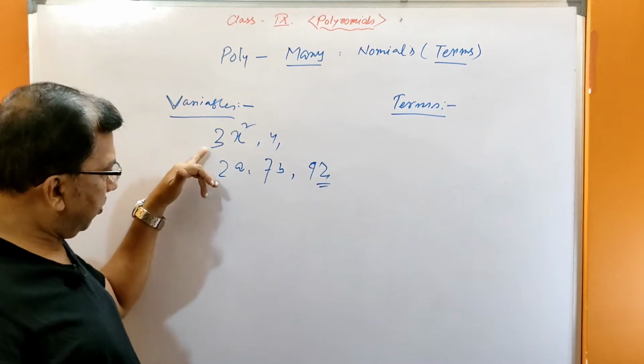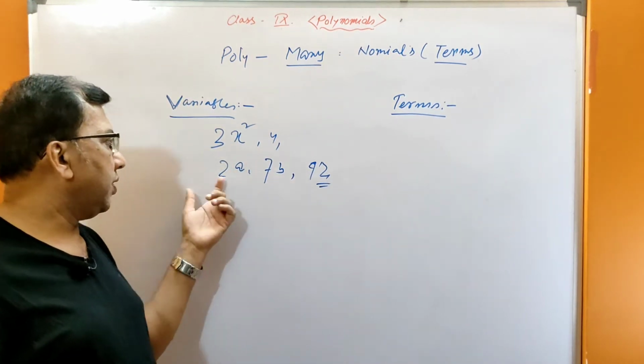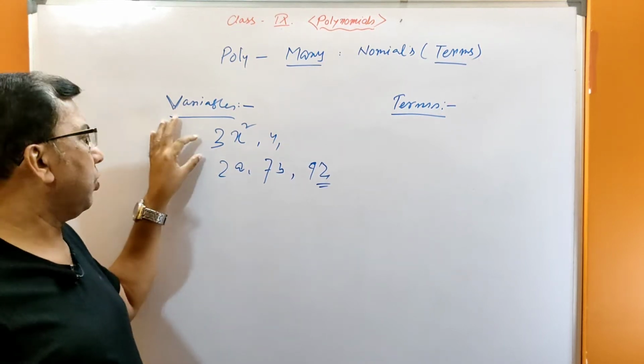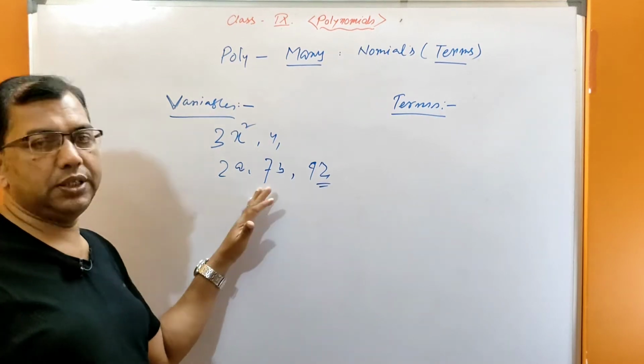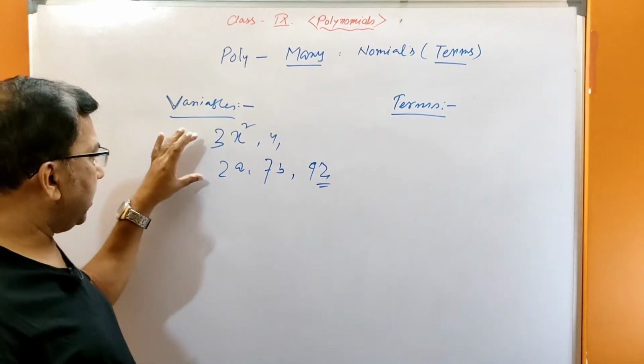And what are 3, 2, 7, 9? These are constants. This value cannot be changed. 3 is 3, 2 is 2, 7 will be 7. The value of 7 will be 7. Okay? So these are the constant terms.